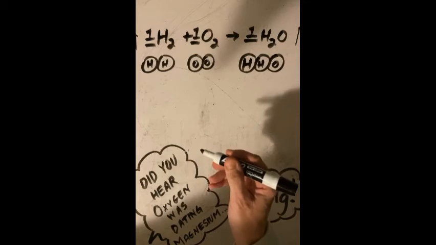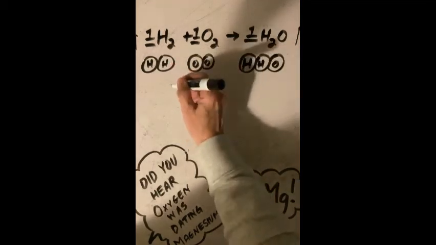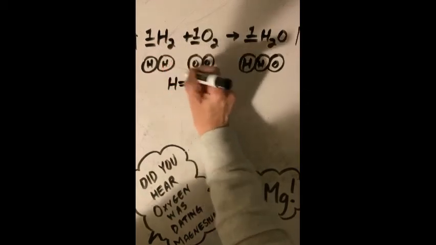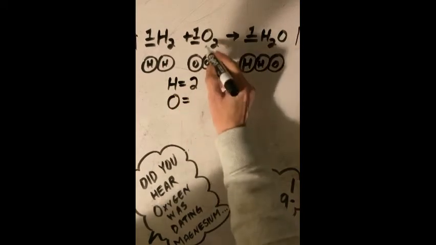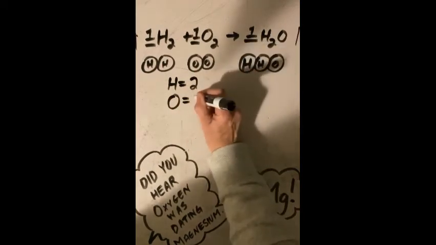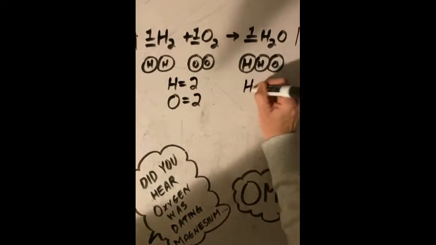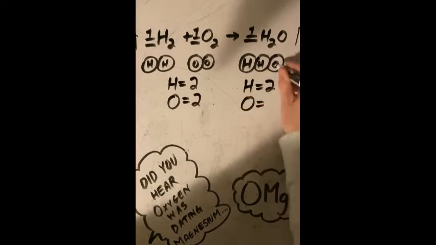Now we're going to compare the number of atoms of each reactant and each product. So we have hydrogen on the reactant side, and there's 1, 2 of them. And we also have oxygen on the reactant side, and there's 2 of them. On the product side, we have 2 hydrogens, 1, 2, and only 1 oxygen.